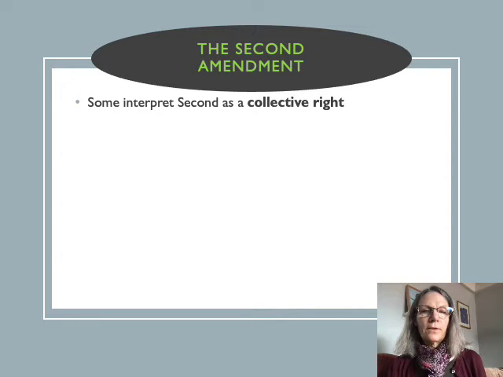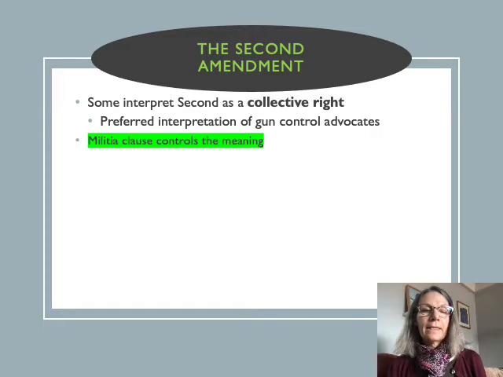So some people interpret the Second Amendment as a collective right, basically saying that it is the militia clause, the prefatory clause, that is driving the meaning behind the Second Amendment. Those who interpret it more as a collective or states' rights rather than an individual right are basically gun control advocates. They're saying, yes, the Second Amendment's in the Bill of Rights, but it's really about the state's ability to raise militias. It's not about an individual right to bear arms.